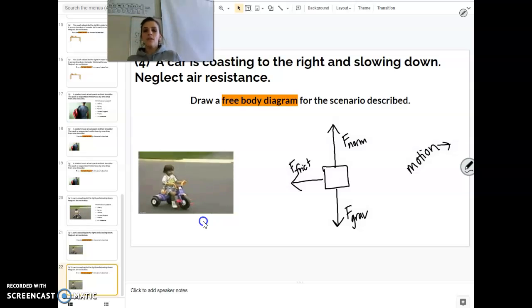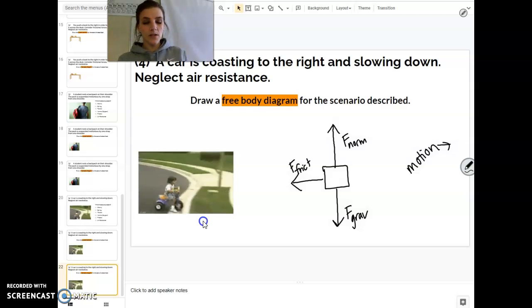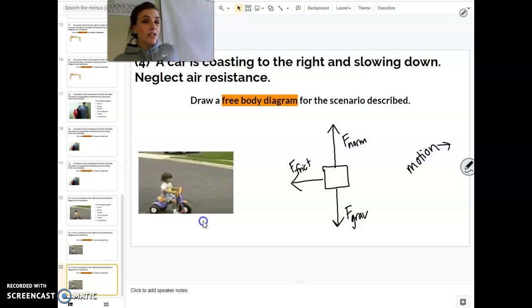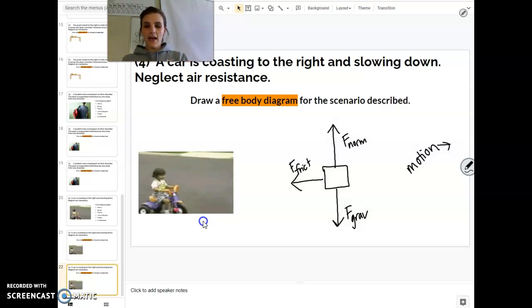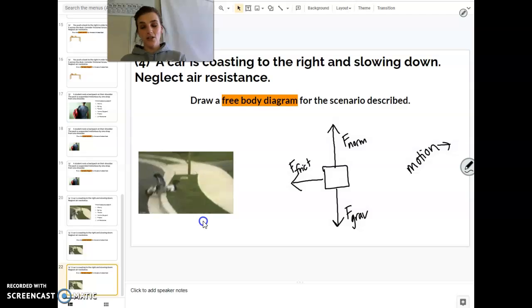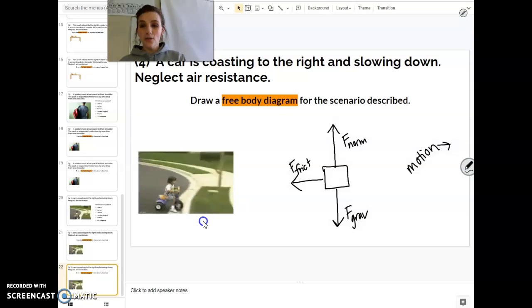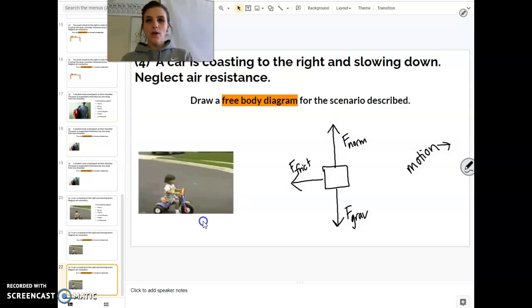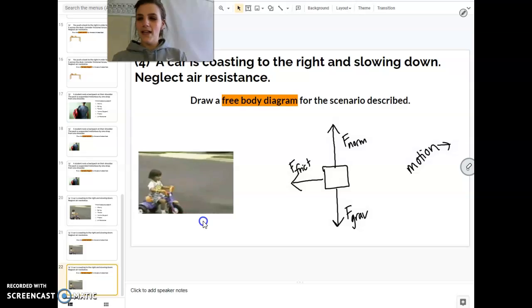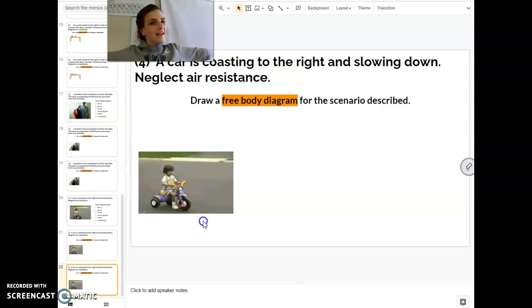Now, this is, again, a scenario where you just double check, does my free body diagram match what I see happening in the scenario? Because there's no applied force from a gas pedal or a brake or anything like that, the car is just coasting. The only force that is really changing that object's motion is the force of friction. So looking at the free body diagram, that force of friction is causing the motion to slow down, which is what we're seeing in real life. Cool, so that is the free body diagram for that scenario, and that's the last one that we had to do as our intro to free body diagrams.